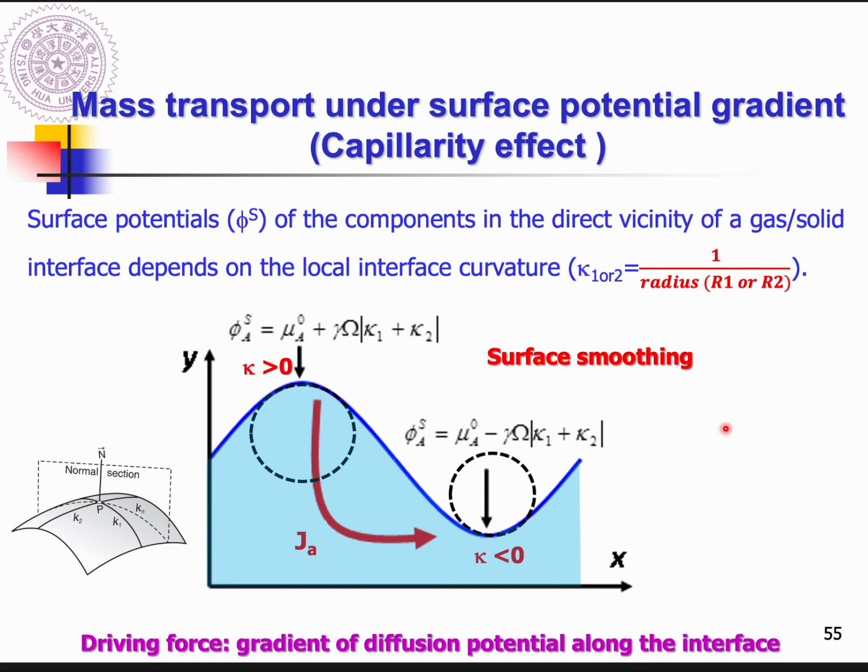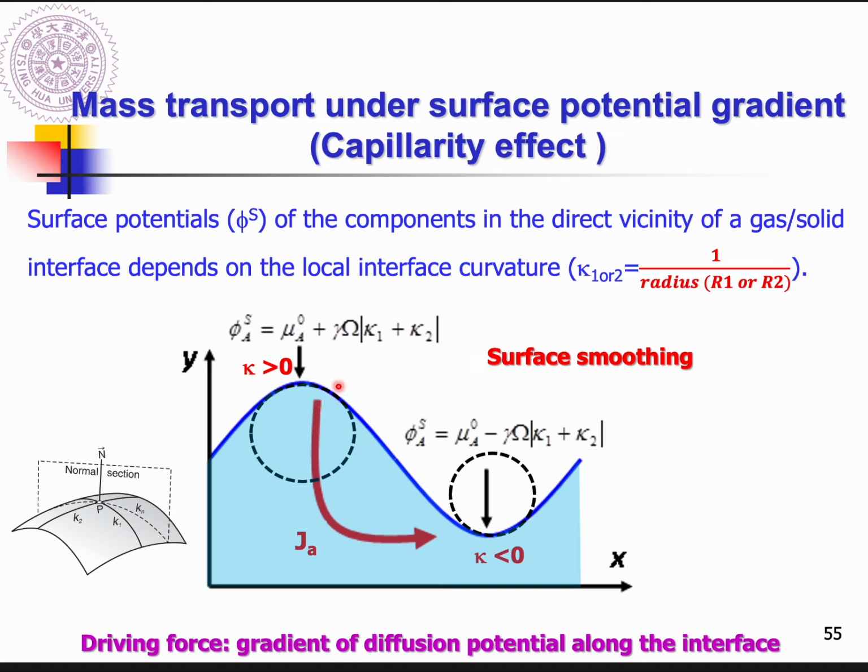So on these materials, we observe that a surface potential variation happens, right? Because there's a variation in surface potential, we also observe that the atoms at the convex region have a higher surface potential than those at the concave region. So this surface potential gradient will drive the atomic movement from the convex region toward the concave region, like this, JA or JI.